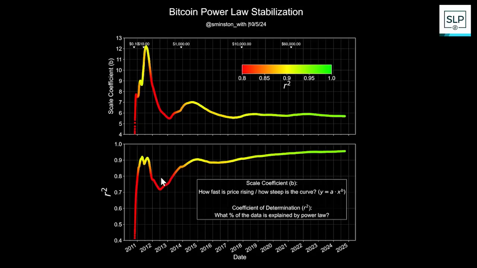The bottom plot is the R squared. So it's essentially the accuracy. It's how much of the data, what percent of the data, is explained by the model.